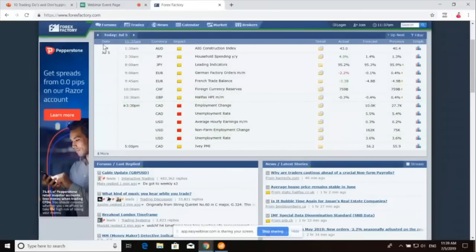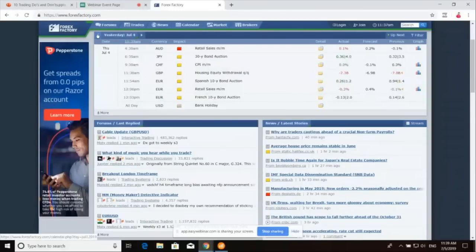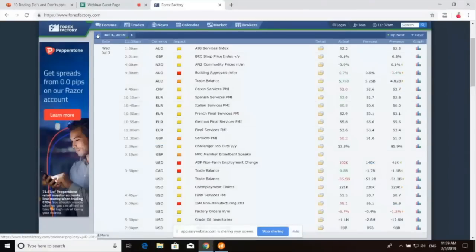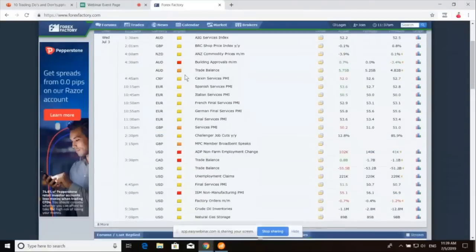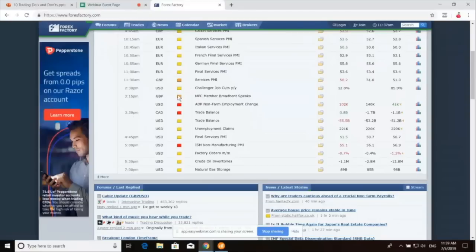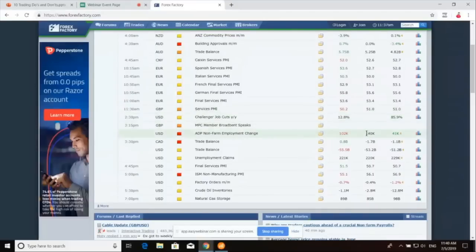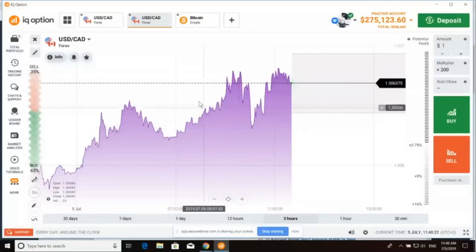All of this here has happened. So, to show you the kind of impact these reports can have on the platform, let's go back a couple of days and find something to look at. On Wednesday, July 3rd, we had the ADP non-farm employment change. This one is released a couple of days earlier than the actual NFP, and it gives us some idea of what that number could be, if it's going to be a positive number or a negative number. As you can see, the number was 102,000, which was quite a bit less than the 140,000 forecasted. So let's go back to our dollar Canadian.